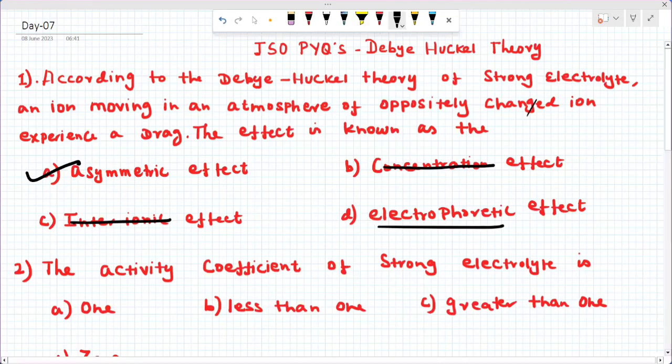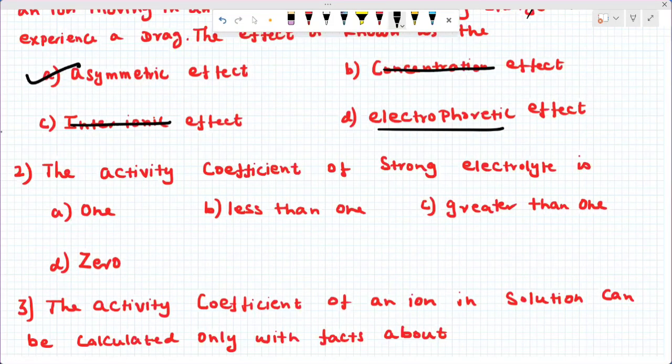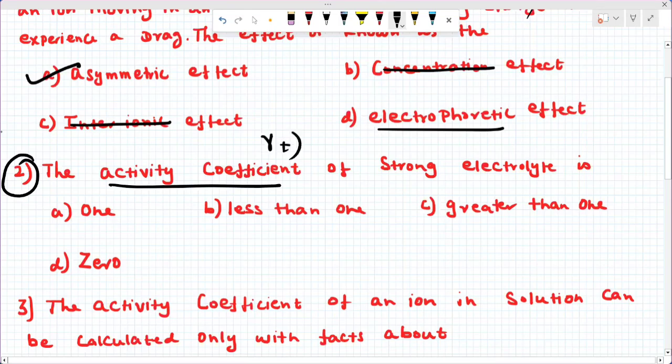Now this question we can answer directly. The activity coefficient of a strong electrolyte, gamma plus or minus, is it equal to 1, less than 1, greater than 1, or 0? This question, you can tell the answer in the comment section.